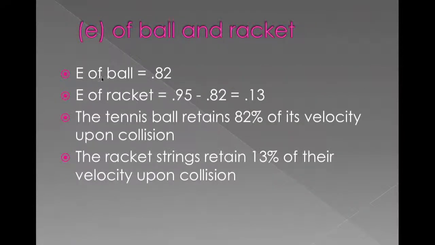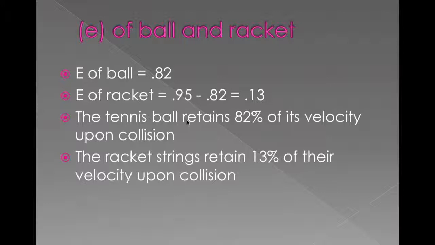So the coefficient of restitution of the ball is equal to 0.82 or 82%, and the coefficient of restitution of the racket is 0.13 or 13%. When a tennis ball collides with any solid object, it will retain 82% of its velocity in the opposite direction, and the racket strings only retain 13%, for a total of 95% velocity.